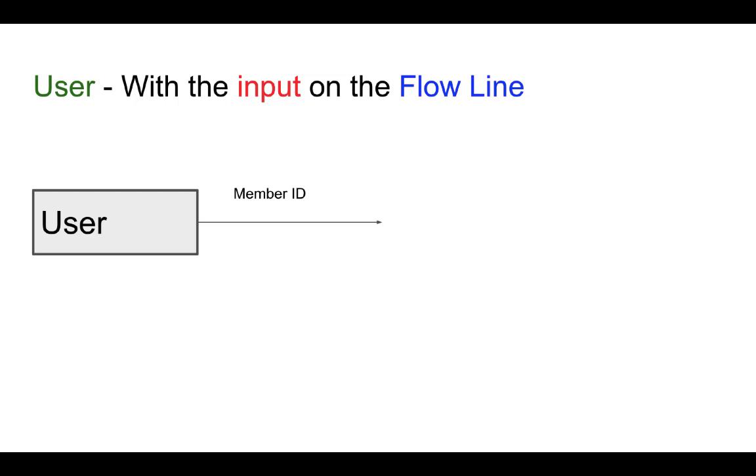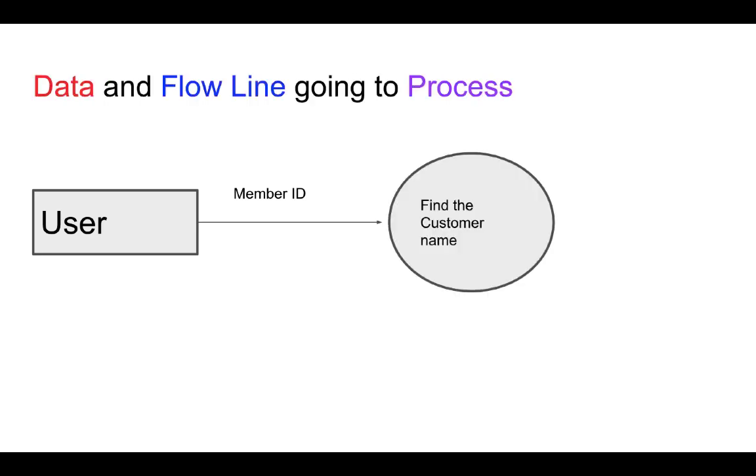This is a square box, and on the flow line, we actually put all the input. So in this case, the very first thing we need to select is the member's ID. This is then passed on to a processing bubble. This processing circle finds the customer's name. So the user enters the member ID. The first action that occurs is find the customer's name.